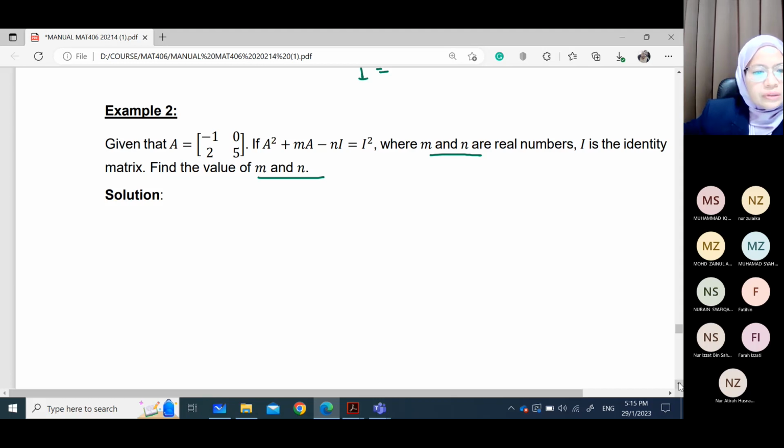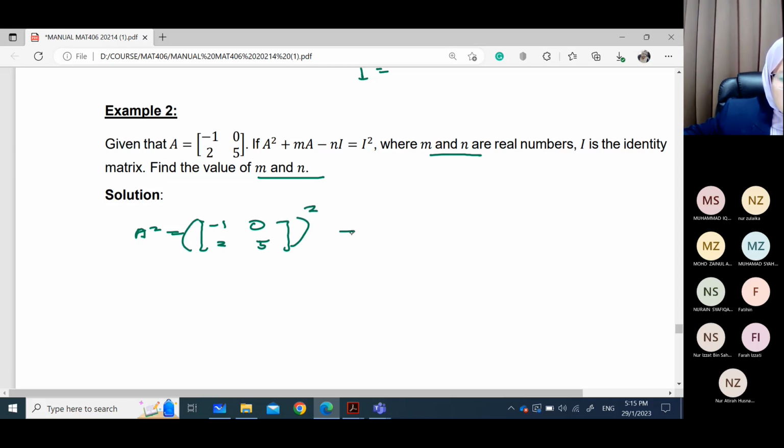Okay, so this is our A. Okay, what A squared? So A squared maknanya ini semua kuasa 2 lah. 2, 5, the whole thing to the power of 2. So this equivalent -1 power of 2, 1. So 0. So 2 power of 2, 4. 5 to the power of 2 is 25. Okay. So MA.